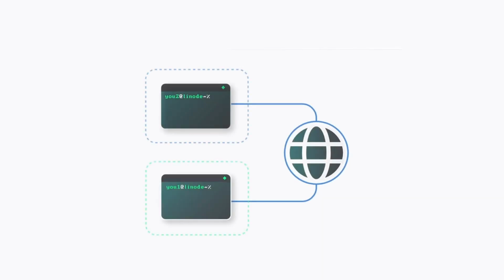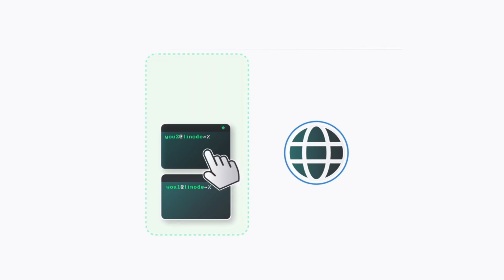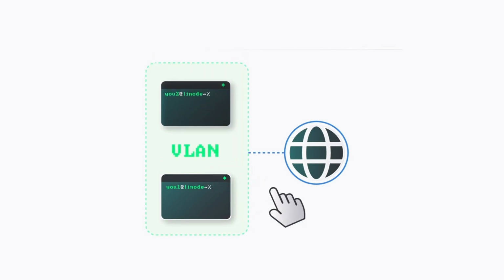This is a virtual LAN. What this is going to do is allow two separate Linodes in the same data center to be able to talk to each other without actually accessing the internet. And the beautiful thing is this is a completely free service available on Linode. Using VLAN on Linode is a great way to increase your overall security and privacy.